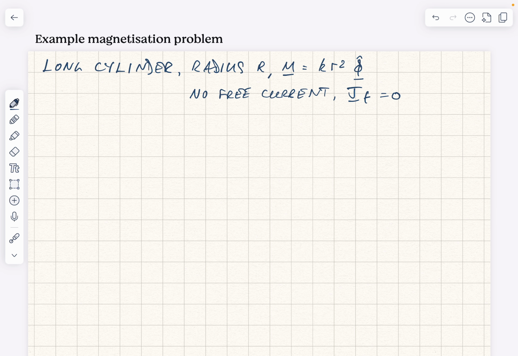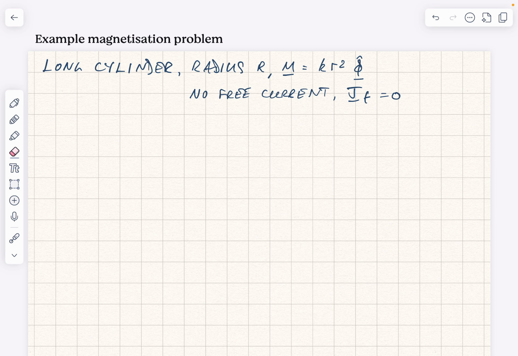There's a magnetisation M, which is k r squared phi hat. K is just a constant, r of course is the standard radius, and phi hat is the cylindrical polar coordinate, and there's no free current, so J free is equal to 0. Remember, free current is the current that we as experimenters apply to the problem, so for instance by wrapping a coil of wire around the piece of material we're measuring.